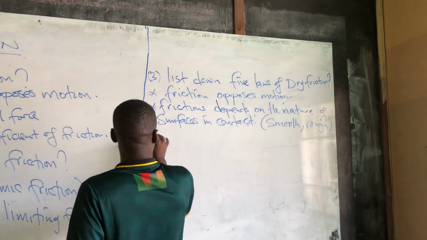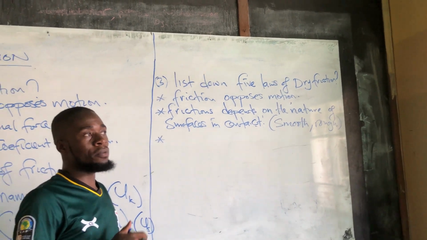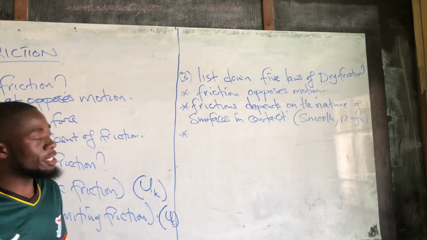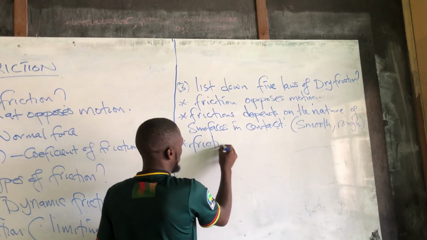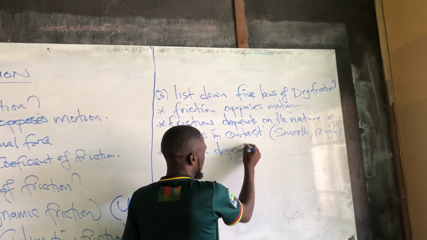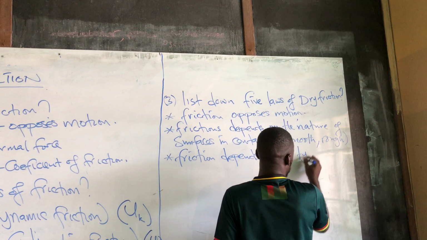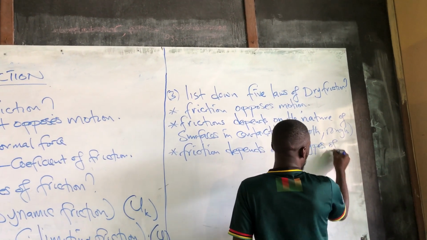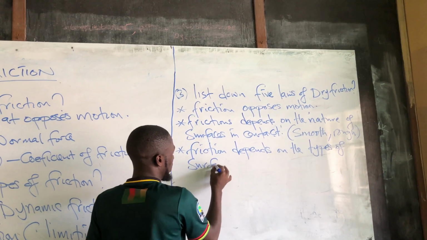Next, number 3: friction depends on the type of surfaces in contact.